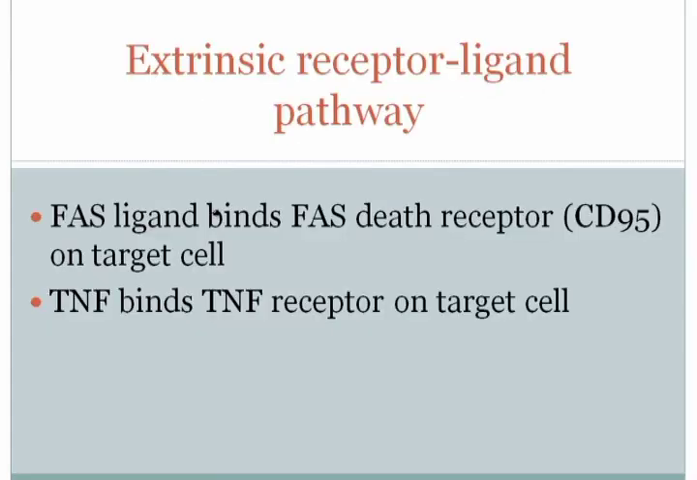The next way by which apoptosis can be activated, or in particular the caspases can be activated, is the extrinsic receptor ligand pathway. The basic idea here is that something from the outside world binds a receptor on the cell, which then activates apoptosis. And the classic example, and the one that probably we should focus on, is Fas ligand binding Fas death receptor on the target cell.